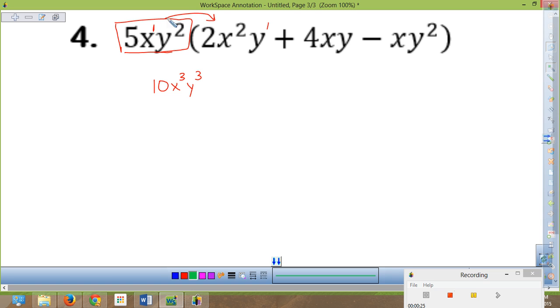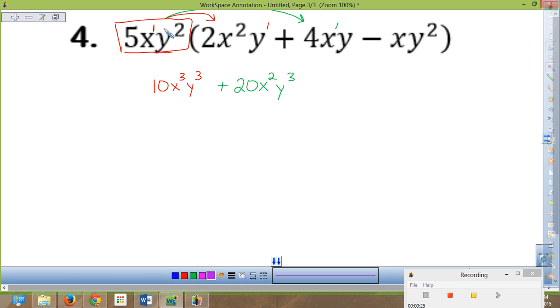So now, we'll take this 5xy squared and multiply it to this 4xy. 5 times 4 is positive 20. There's 1x plus another 1x, which makes 2 x's. We have 2 y's plus 1 y, which makes 3 y's. Notice how there was 1 y here and 1 y here, and they both ended up with the same exponents? It's because we're adding the same number to both of them.